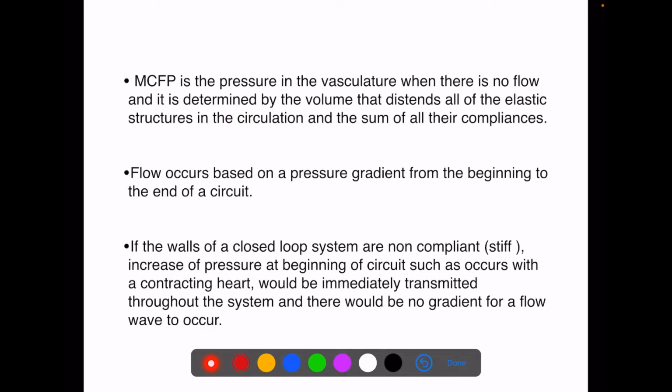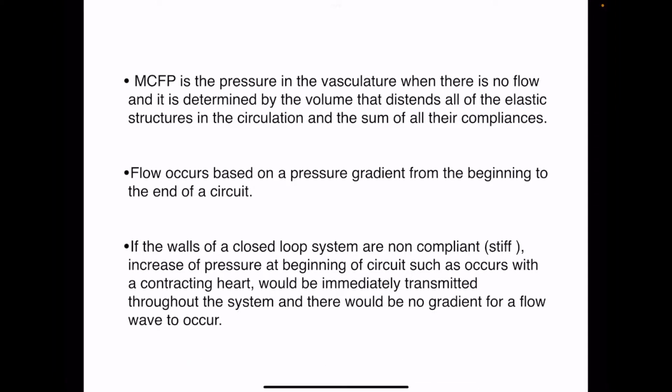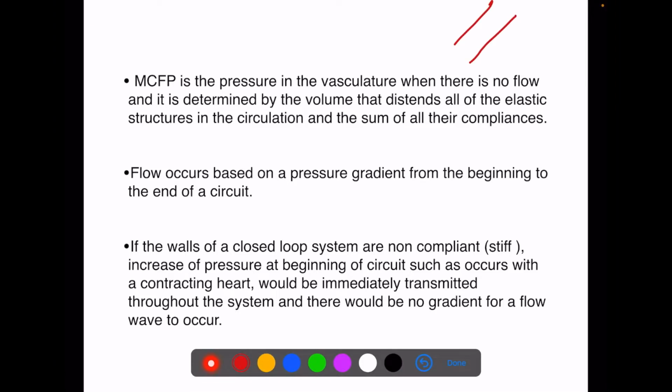Now, mean circulatory filling pressure is the pressure in the vasculature when there is no flow and is determined by the volume that distends all of the elastic structures in the circulation and the sum of all their compliances. Flow occurs when there is a pressure gradient from the beginning to the end of the circuit, which here means the venous capacitance vessels and the right atrium. However, if the walls of this closed loop are non-compliant, which means it's a solid pipe, then the pressure at the beginning will be the same as the pressure at the end and there will be no flow.